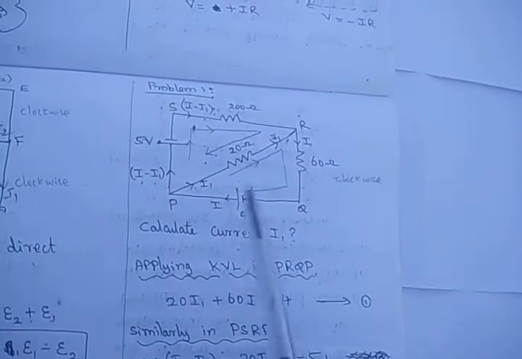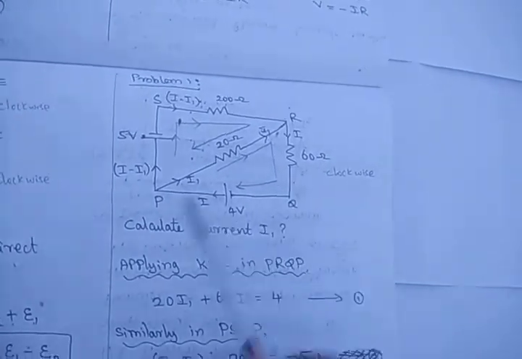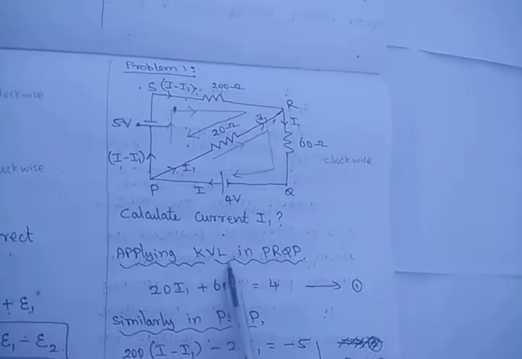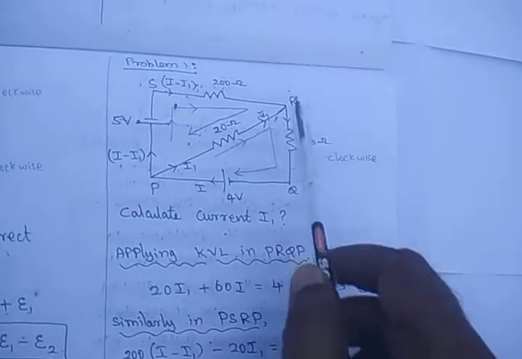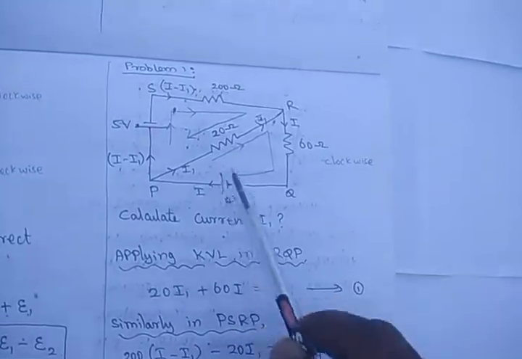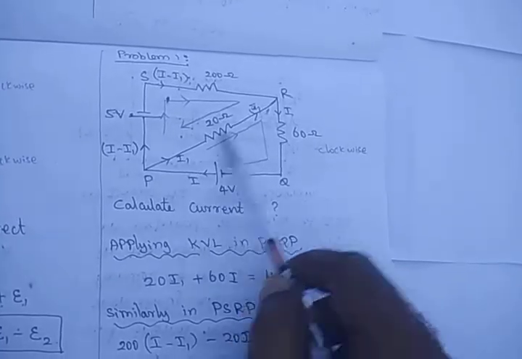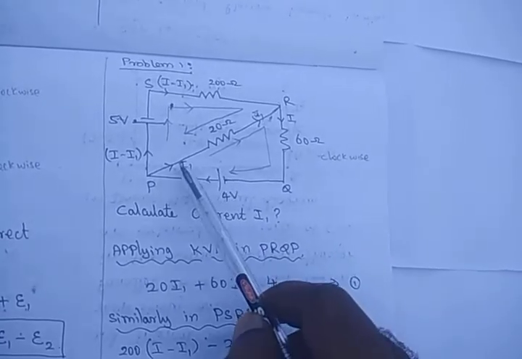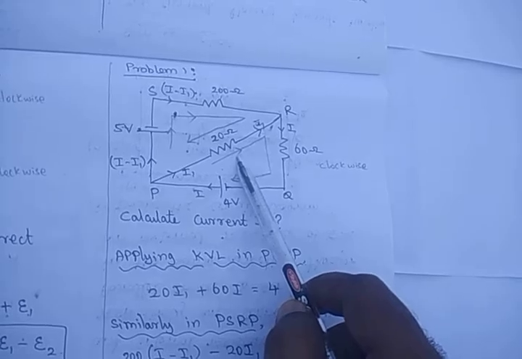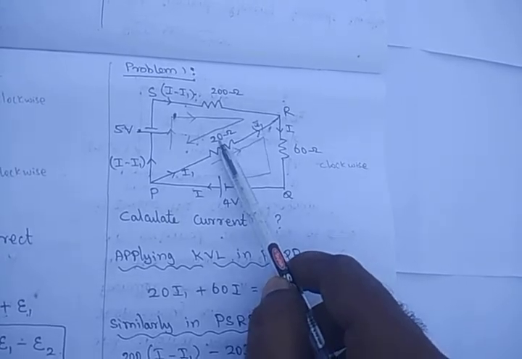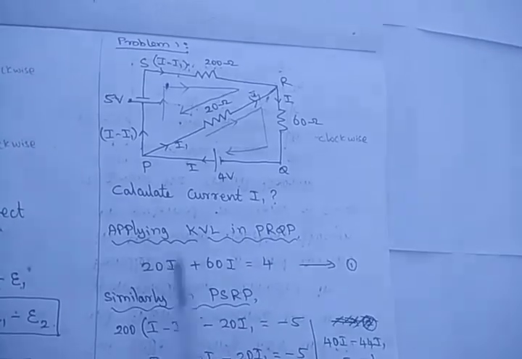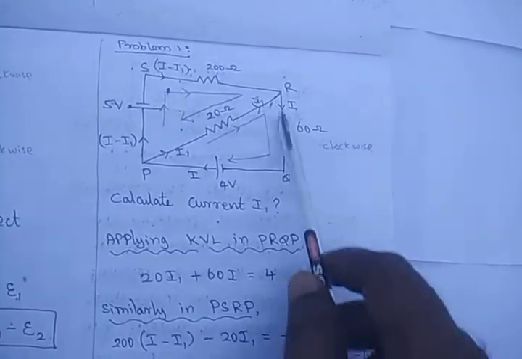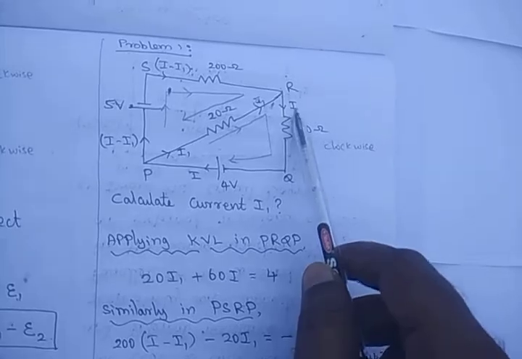So what is the first step? You have to take the traversing direction. Applying the Kirchhoff voltage law in the loop PQRP, this is the traversing direction, clockwise, as usual. So the current direction and traversing direction are the same. This is the resistance R, this is the current I. So I into R, 20 I1. Then again it comes here, the traversing direction is the same.